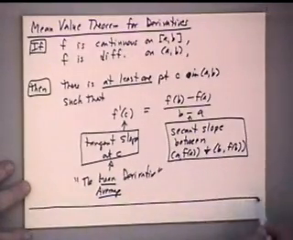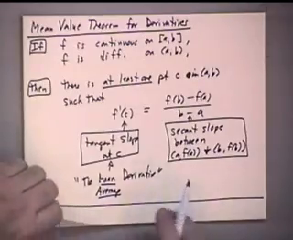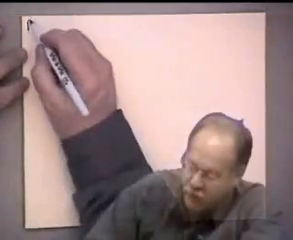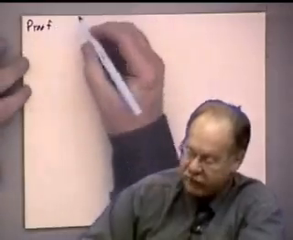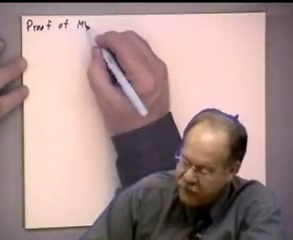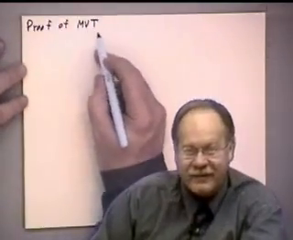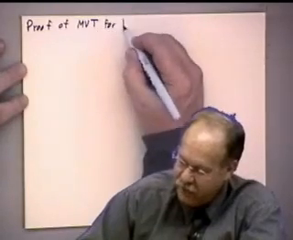Now, having stated this theorem, let's see if we can prove it. And as you might expect, we're going to use Rolle's theorem. That's the reason we did it first. So, proof of the mean value theorem, and now I'll start abbreviating it, the MVT, for derivatives.